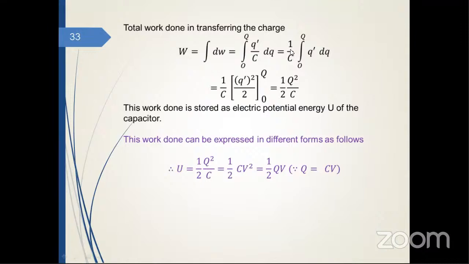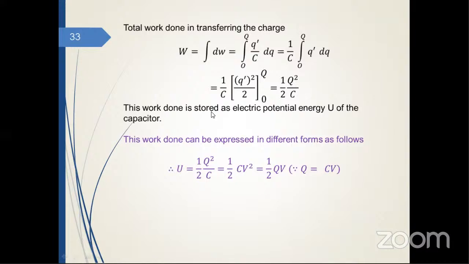Again, this 1 upon C is a constant term in the integration from 0 to Q of Q' dq. Using the integration law, this gives Q' square divided by 2. Using the upper limit and lower limit, we have 1 upon 2, and C remains constant. Therefore, Q square minus 0 square; this is not necessary to take. Therefore, finally, W is equal to 1/2 Q square divided by C.